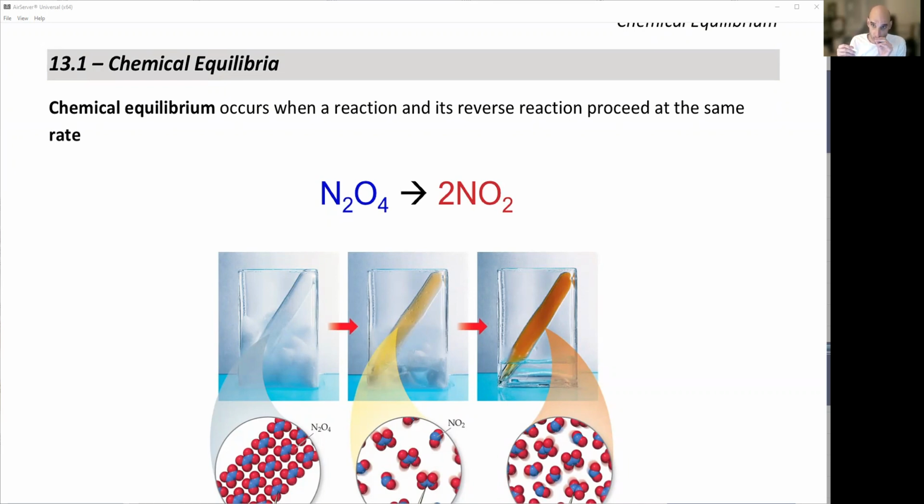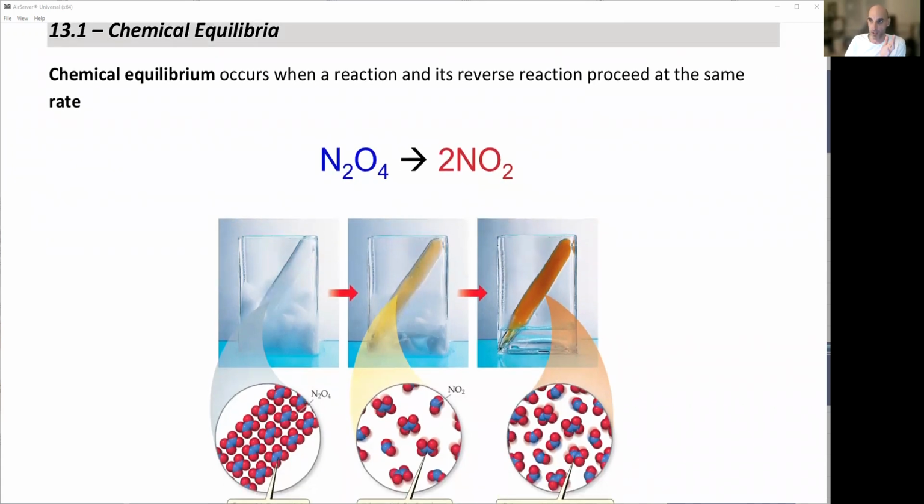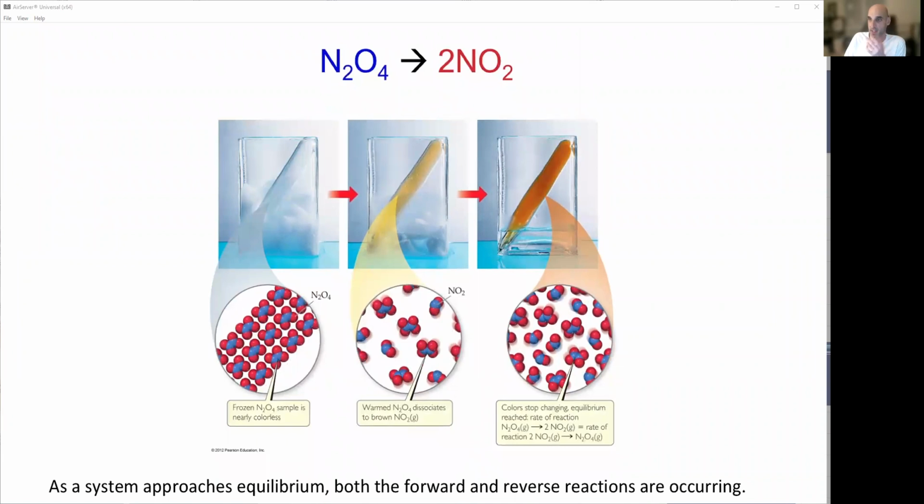So we're going to talk about this in relation to what kinetics is in just a moment, but these two concepts are related, as everything is. Chemical equilibria occurs when a reaction and its reverse reaction proceed at the same time. This is the best example of how equilibria looks.